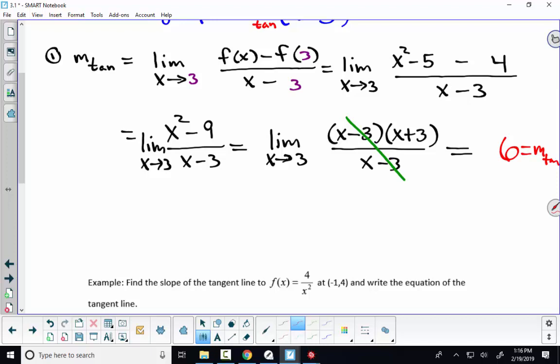So that is the slope of the tangent line. In other words, if we looked at the graph of x squared minus 5 at the point (3, 4), the line touching that point has a slope of 6. Do y'all have any questions on that?